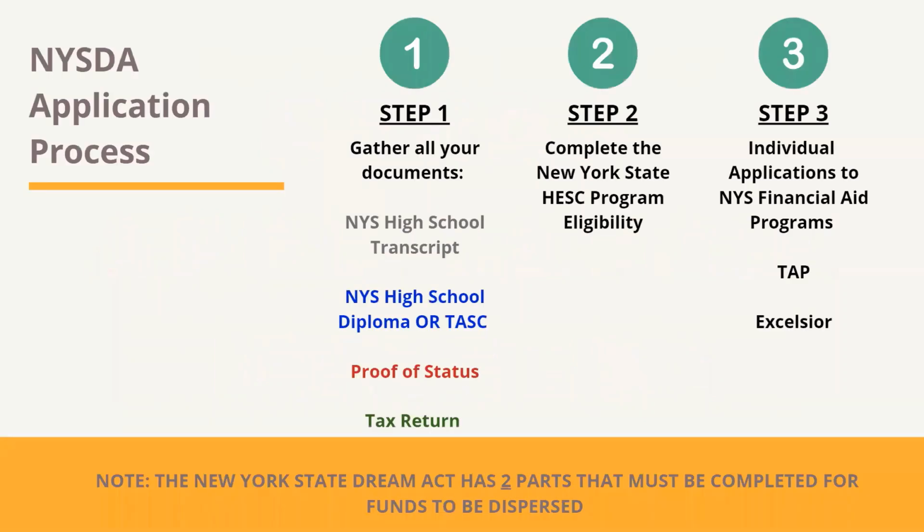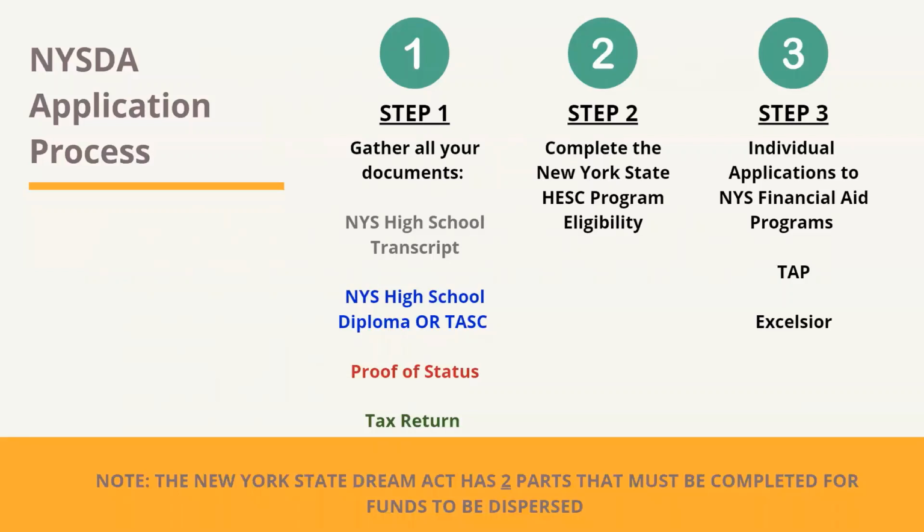Let's continue here. The application process, I've really broken it down into 3 main parts. The first part is really just gathering all your documents. You should have on hand access to a New York State high school transcript with your graduation date or expected graduation date. If you have a transcript that doesn't clearly mark those dates, you should also include your high school diploma.